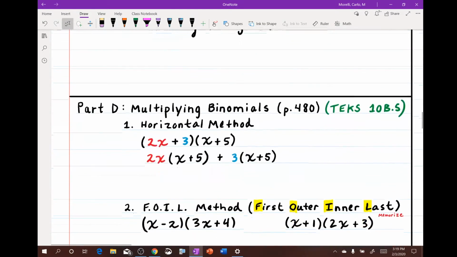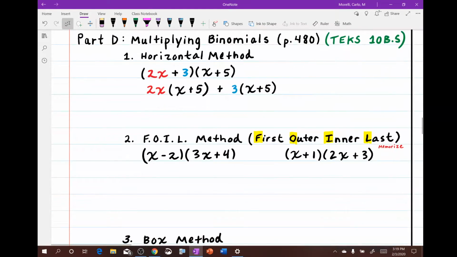We're going to skip that example. And now I'm going to teach you the real point of today's lesson, which is how to multiply two binomials together. First, okay, yes, we're going to learn FOIL, but first I want to show you the horizontal method. This is also called the distribution method.